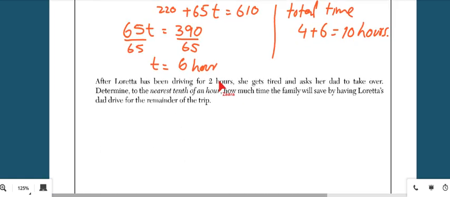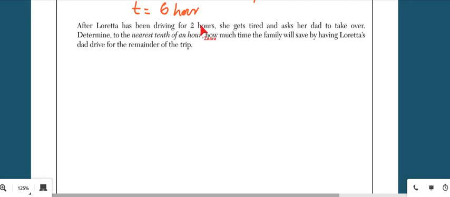Now let's move to the next one. The next question says that after Norita has been driving for 2 hours, she gets tired and asks her dad to take over. Now determine to the nearest tenth of an hour how much time the family will save by having Norita's dad driving for the remainder of the trip.